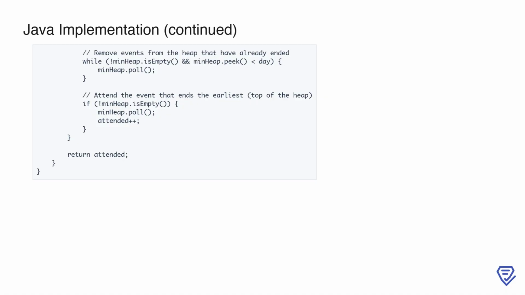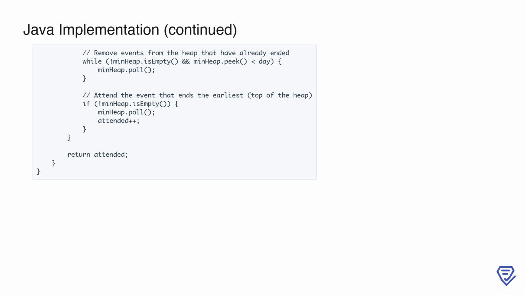Once we've added the relevant events to the heap for a particular day, the next step is to remove any events that have already ended before the current day. We do this by checking the top of the heap, which always contains the event with the smallest end time, and removing it if its end day is less than the current day. This ensures that our heap only contains events that are still valid and can be attended.